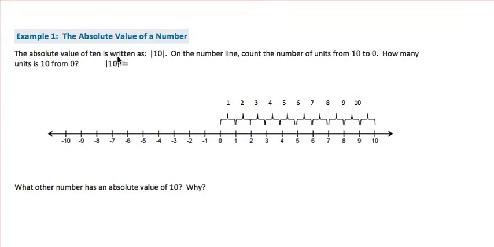So we'll look at the absolute value of 10 by finding 10 on the number line and then counting how many units from 0 10 is. So the absolute value of 10 is 10. It's 10 units away from 0. The follow-up question is, what other number has an absolute value of 10? In other words, what other number on the number line is 10 units away from 0?